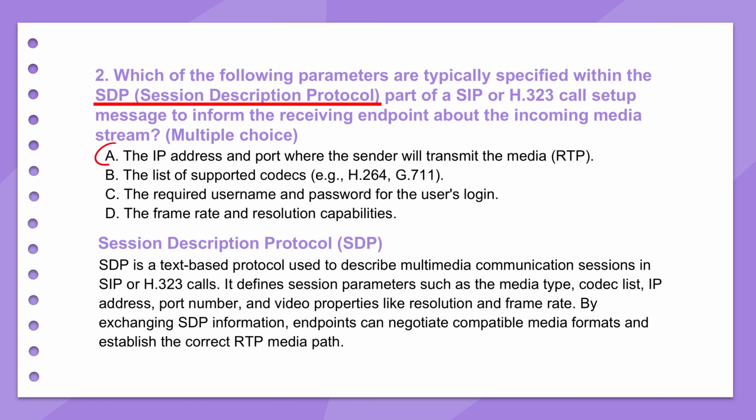Pretty much. Second, it lists the codecs the sender supports. H.264 for video, maybe G.711 for audio. The receiver checks this list to know what it needs to be ready to decode. Exactly. And third, it includes media characteristics. Things like frame rate capabilities, maximum resolution. So it's quite detailed. Oh, yeah. This structured info lets the receiving end set up properly, allocate resources, and handle that incoming stream correctly.